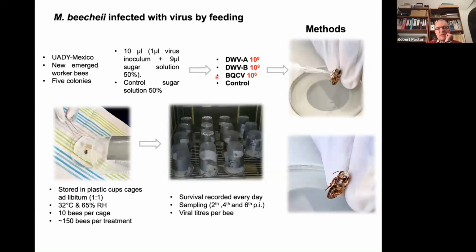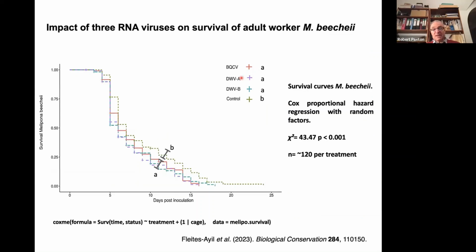Fernando fed Melipona bees with virus or control without virus, and then tested for longevity in cages. So he put them back into little cages and looked to see how long they lived, either with DWV-A, DWV-B, or black queen cell virus. And what he found is, indeed, they survived shorter. So the control is here in green, and the treatment groups in these other colors, red, purple, and blue, died more quickly. Slightly more quickly, but more quickly.